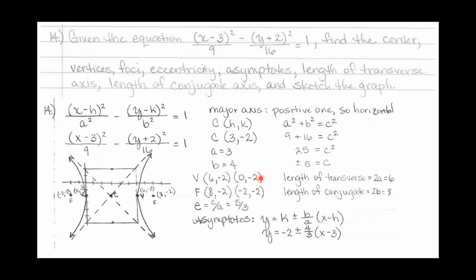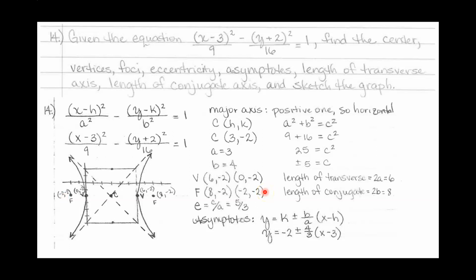All right, my foci are also on the major axis, and so if I start at my center, c is the distance from the center to the focus, and c was 5. So I'm going to start right here at (3, -2), and I'm going to add 5. That'd be (8, -2). And start at (3, -2) and subtract 5. That'd be (-2, -2). So those are my two foci.